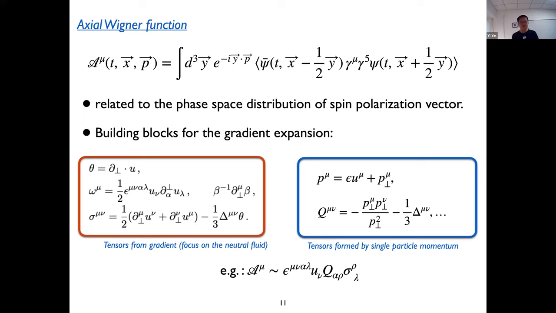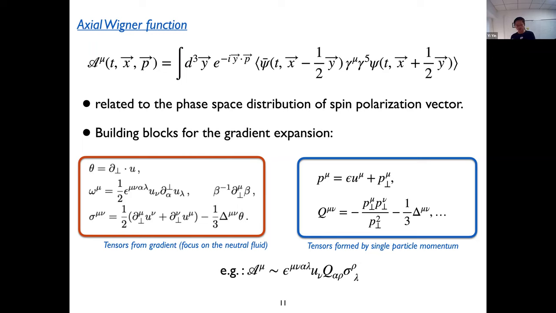The next step you do is the gradient expansion. In the red box, I write down all the possible terms in the gradient, including the vorticity omega mu here, and the gradient of beta, where beta is the inverse of temperature. This tells us the effects from the temperature gradient. I also write down the contribution from the shear, which is the symmetric traceless part of the flow gradient.